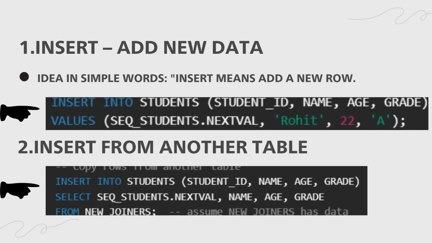Sometimes, instead of adding values manually, we want to copy data from one table into another. In SQL, we do this using the insert with select statement. This is very common when we need to move or migrate data. First, you write the table name. Next, you list the columns where you want to add data. Finally, you give the actual values for those columns.